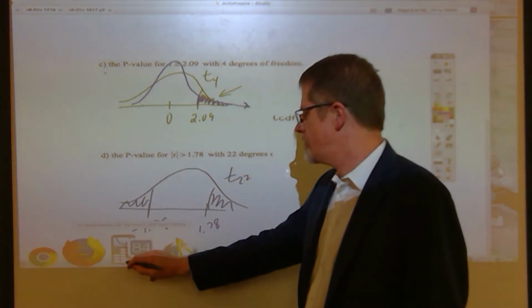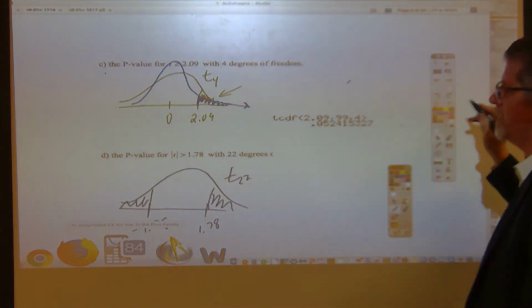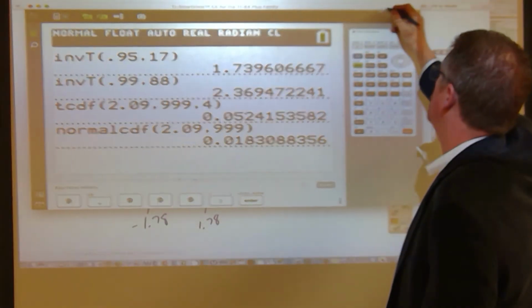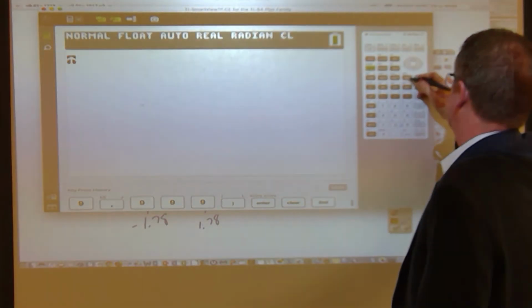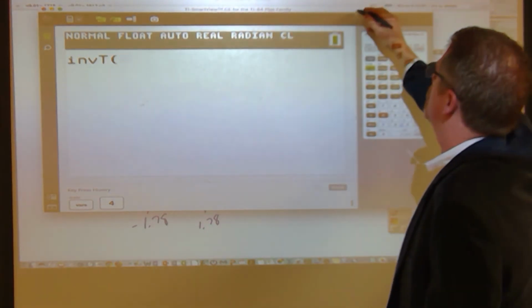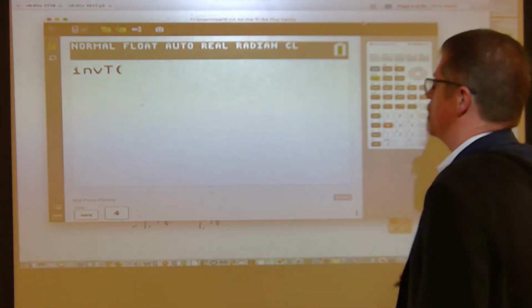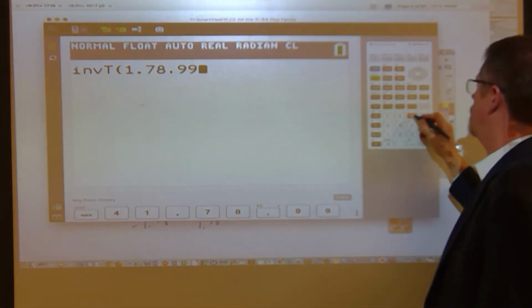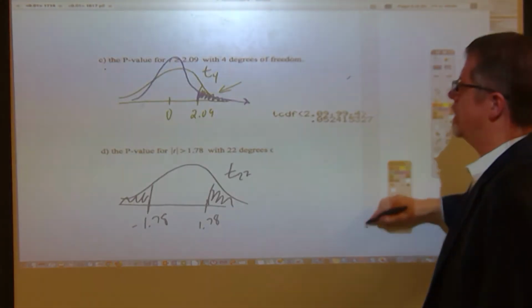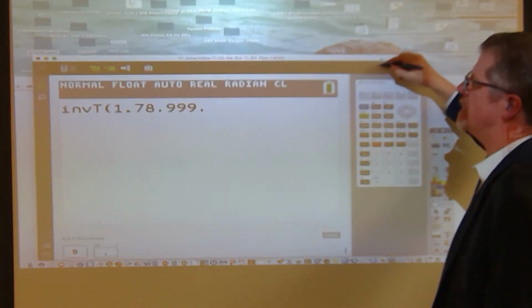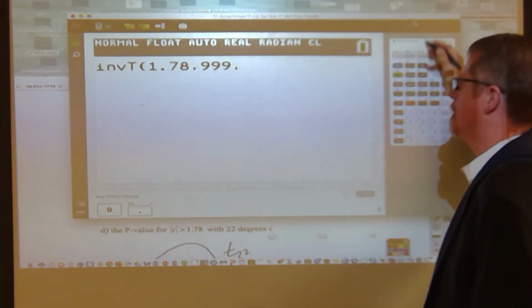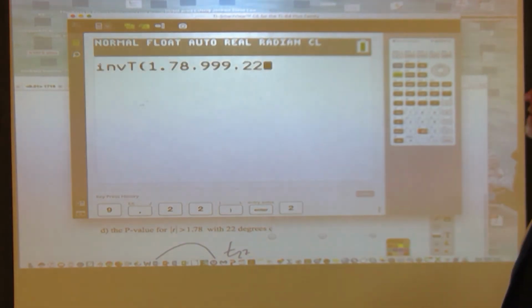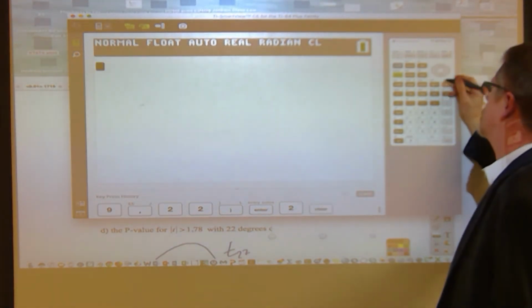So I'll give you some time to do the calculator work. 1.78. Who took my calculator? There's my calculator. Okay. Absolute value means you have to multiply it by 2. 1.78, comma 999. And how many degrees of freedom? Yeah, 999 is close enough to infinity. 22 degrees of freedom. Okay. Something terrible went wrong, I'm using numbers here. I should be using TCDF.